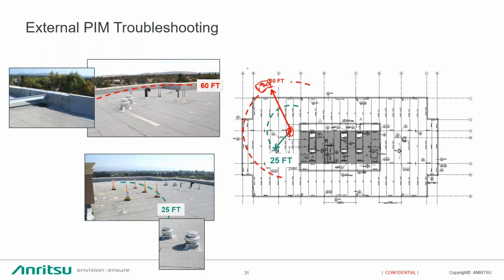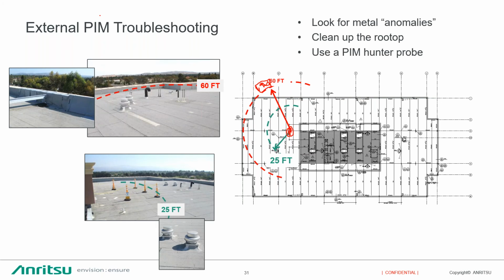Again, this whole area of external PIM and troubleshooting is a whole new webinar, and people have talked about this for years. So if you've been in the industry for a while, you know that there are a lot of methods to do external troubleshooting. Okay, I think all of you know: looking for metal anomalies, cleaning up the rooftop, using a PIM Hunter probe.